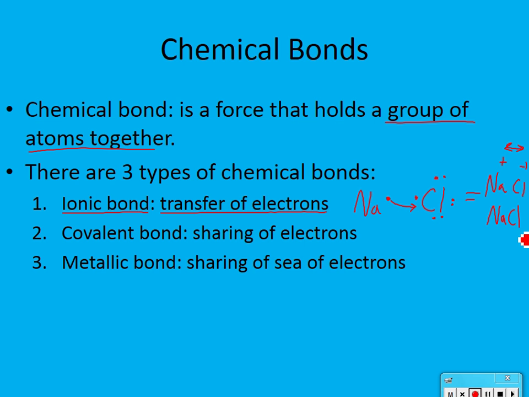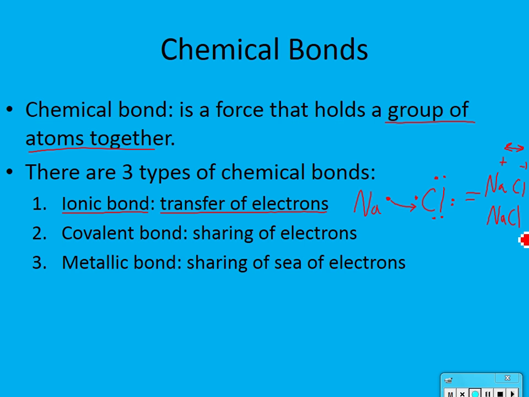Because it's formed by ions. Yeah, sodium is a positive ion. What do we call a positive ion? A cation. And the chlorine is negative. It's called an anion. And so that's why it's called an ionic bond. It's a force of attraction between the positive cation and the negative anion.